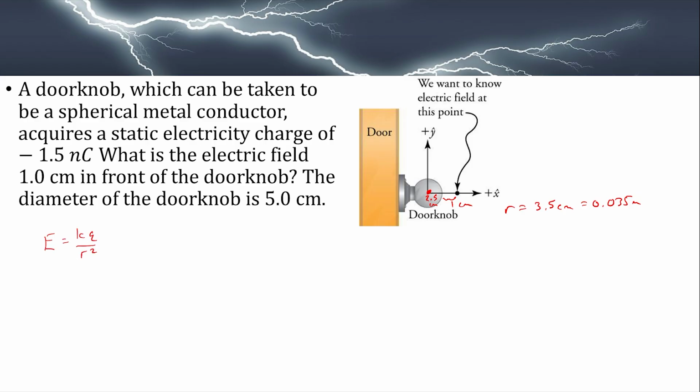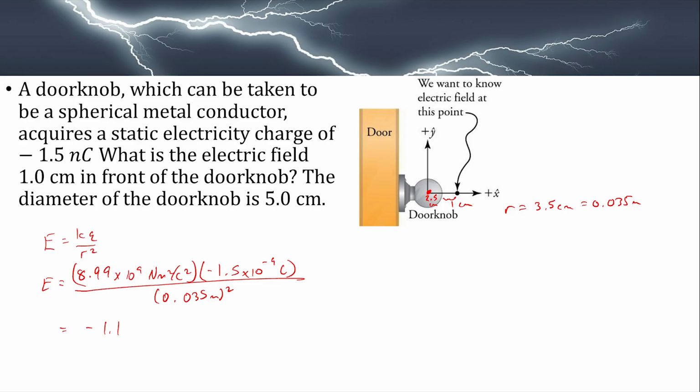So our electric field is kQ over r squared. k is 8.99 times 10 to the 9 newton meter squared per coulomb squared. Our charge is negative 1.5 nano, which is times 10 to the negative 9 coulombs. And my distance is 0.035 meters, squared. This gives negative 1.10 times 10 to the 4 newtons per coulomb.